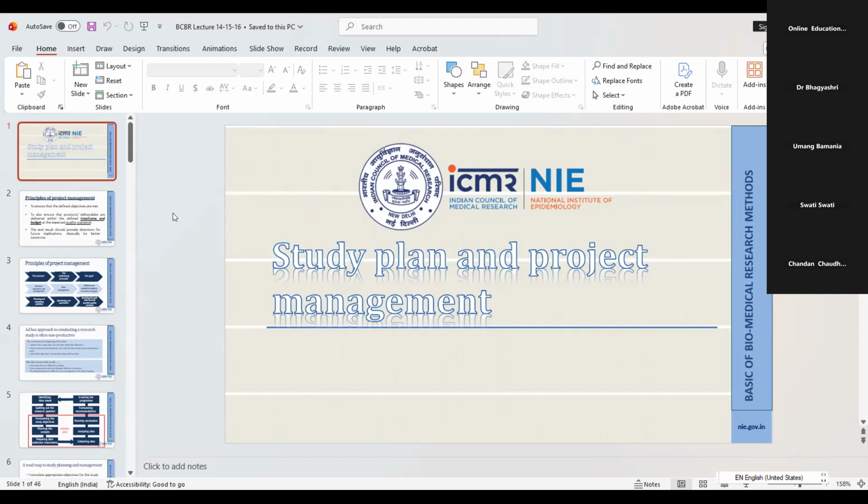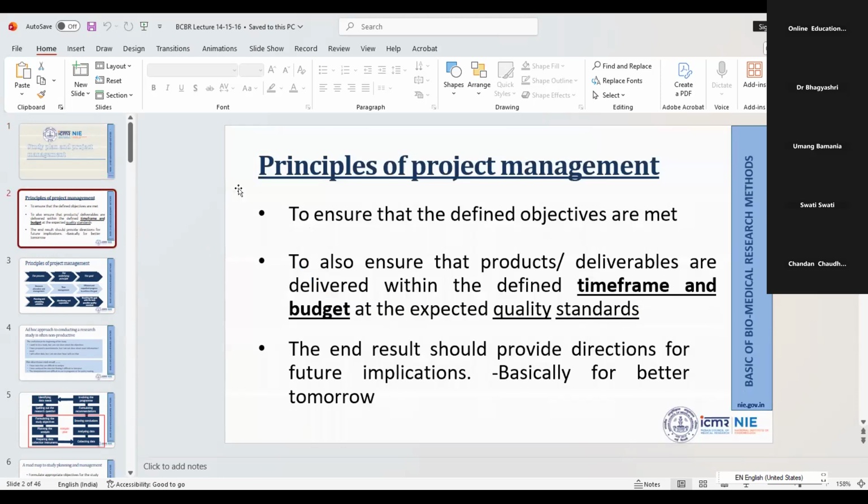So what we are going to discuss here is to ensure that our objectives are implemented properly. So the principles of project management, our objectives, are to ensure that the defined objectives are met for management, to ensure that the products or deliverables are within our defined limits, defined timeframes and budget without compromising the quality standards. So the end result should provide direction for future implications and basically for a better tomorrow.